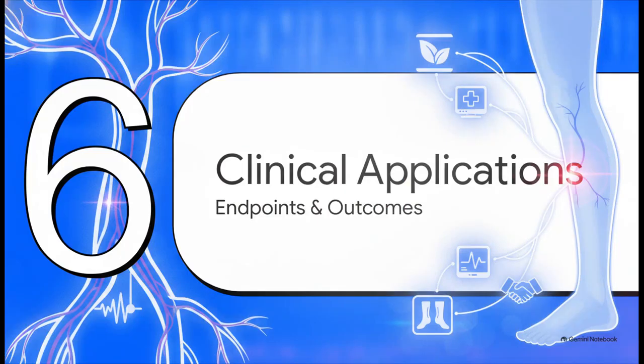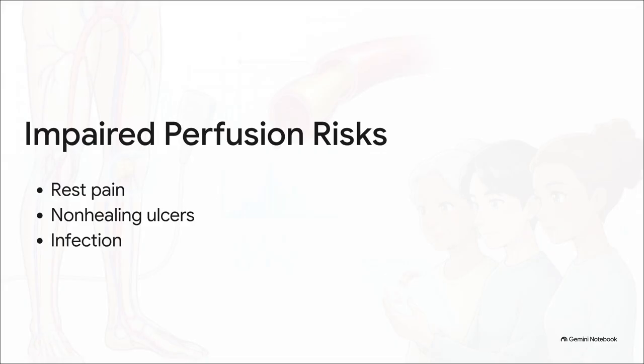Finally, Section 6, Clinical Outcomes and Applications. Let's tie this all back to the patient. Why does any of this micro-level stuff actually matter? Well, because impaired microvascular perfusion is the main culprit behind our most terrifying, limb-threatening complications. We're talking debilitating rest pain, those chronic non-healing ischemic ulcers, and massive, rapid-spreading infections. If you misjudge perfusion at the capillary level, your patient loses their leg.